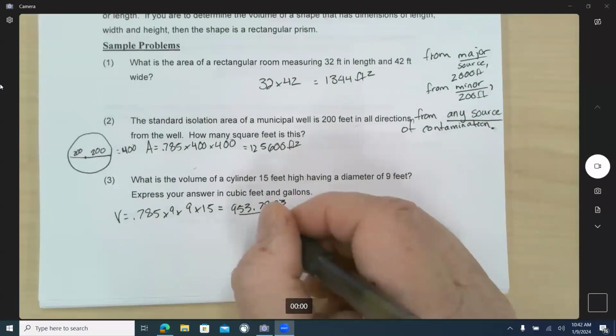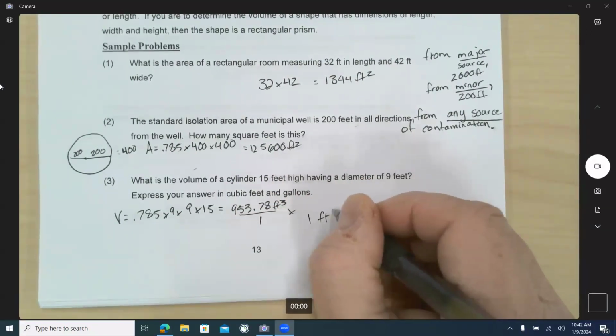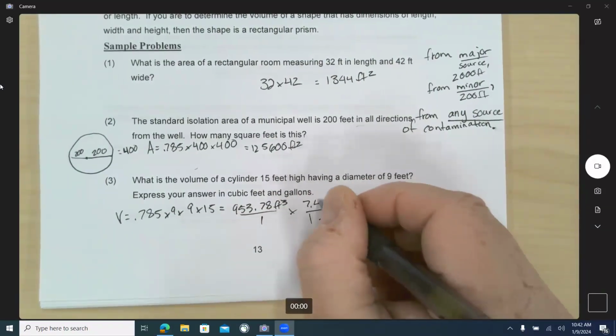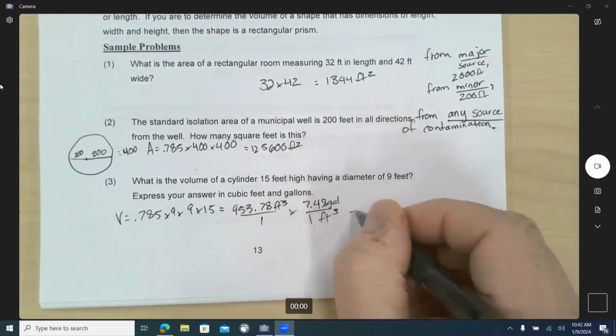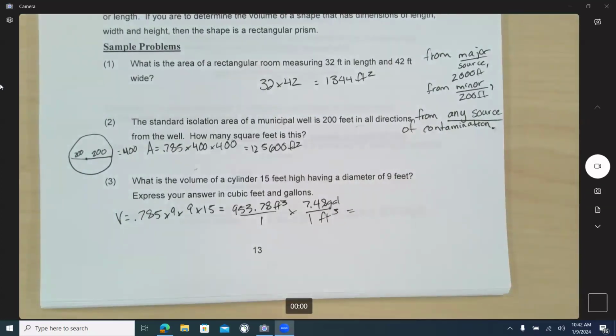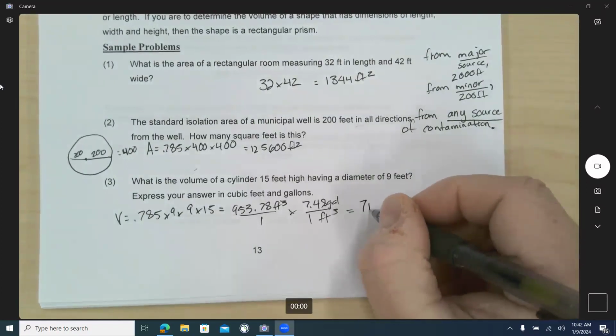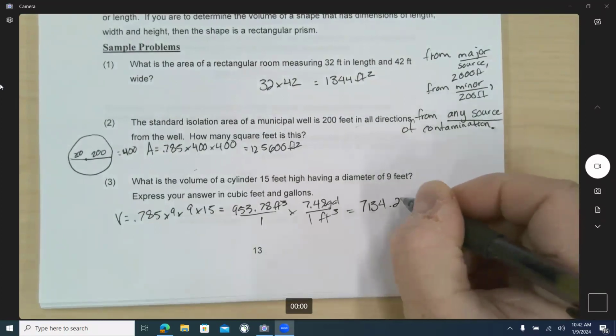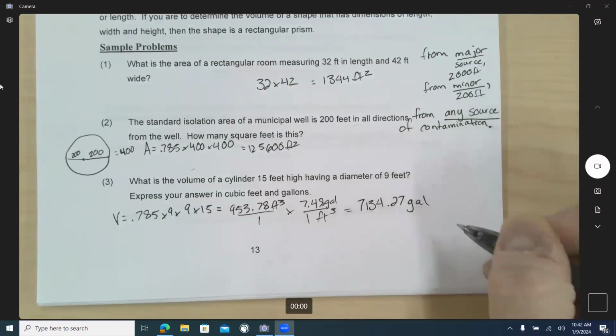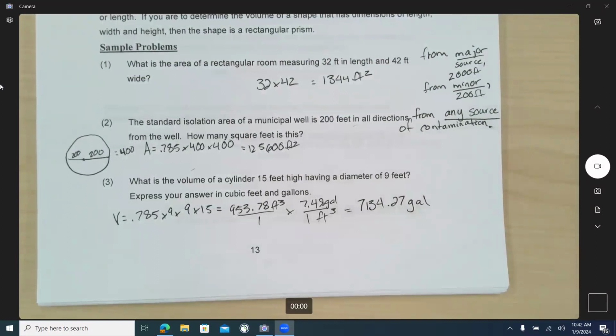Well, cubic feet are up top. Cubic feet got to be on the bottom. 7.48 gallons up top to get it there. So 7,134.27 gallons.